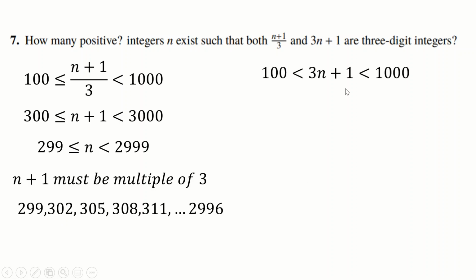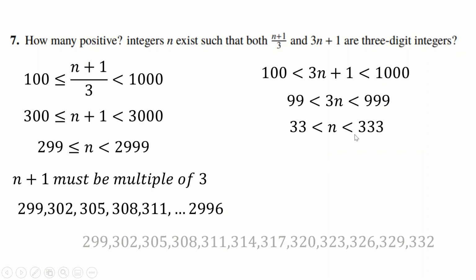Looking at the other one, just do the same kind of thing. Take away 1. That should probably be a strict inequality. That should have another dash in it, but it's not really going to make a difference, because as you can see, for both of these to be true, I need n to be between 333 and 299. So yeah, this dash didn't really make a difference, but whatever. So all the numbers n can be are 299, 302, 305, 308, 311, all the way up until 333.